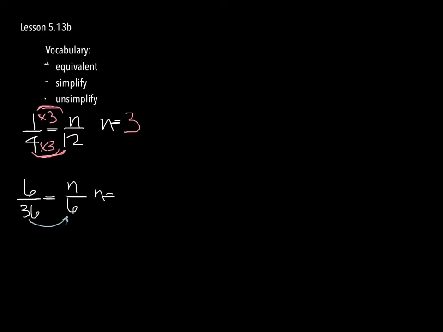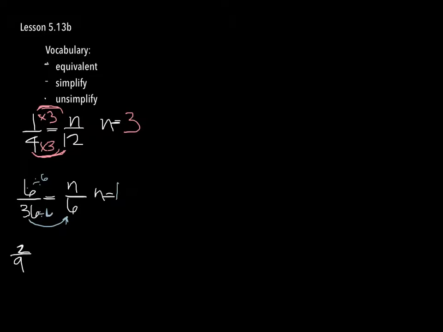What did I do to 36 to get to 6? Well, hopefully you know that you divided by 6. Whatever I do to the bottom, I have to do to the top. So 6 divided by 6 is 1. n equals 1.